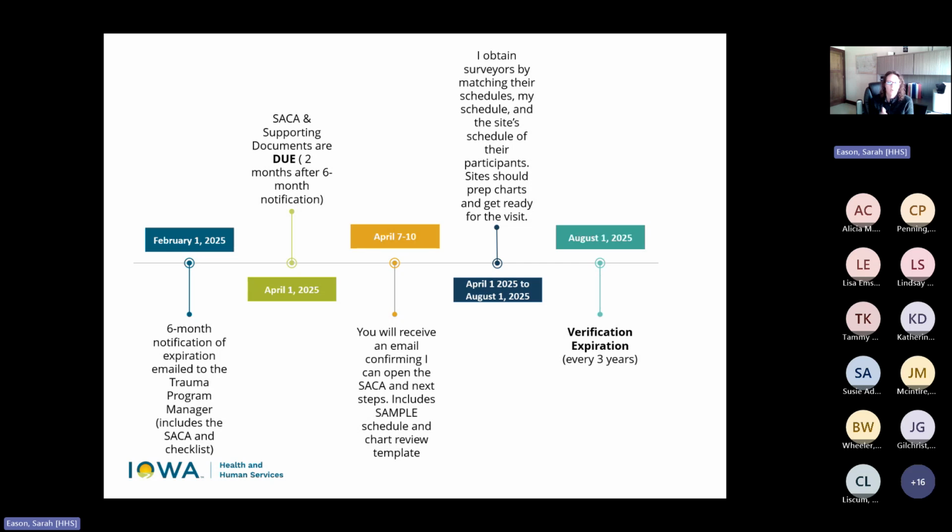Well, as you all know, you have 60 days past the time of discharge to get your ImageTrend patients into the registry. So if I make December 31st the end of my review period, I really actually have till March 1st to get those December 31st patients in. So let's see, I expire August 1st. I put my records in. I have till March 1st, but I only have till April 1st to get my SACA and supporting documents in.